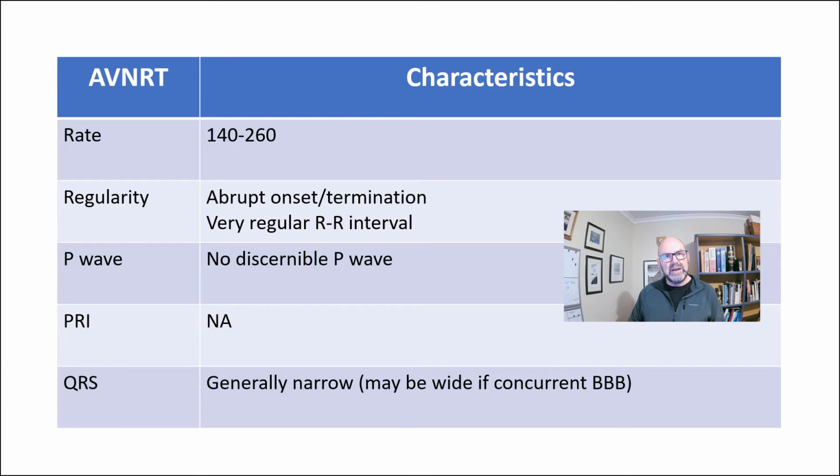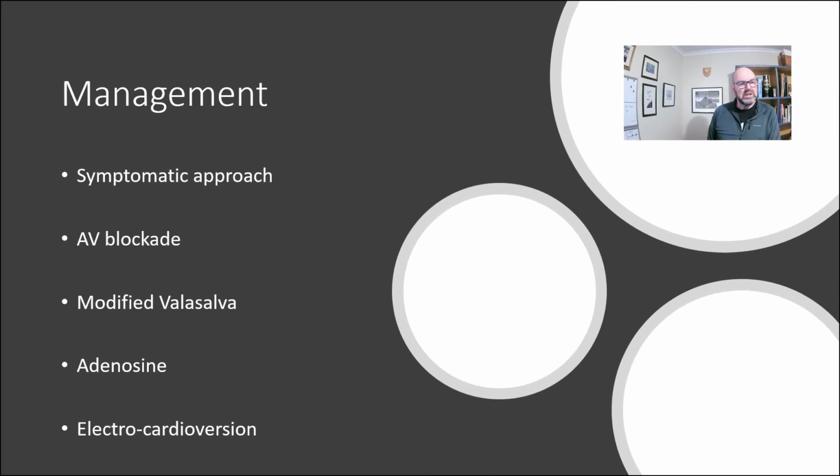In terms of P waves, there are none defined, which means the question of whether there's a PR interval or not becomes a moot point. The QRSs tend to be narrow because we're using a normal nodal pathway to reach the ventricles. However, if there is a concurrent bundle branch block, this may widen the QRS, but we'll go into this more in a different session. So this just leaves the question of management.